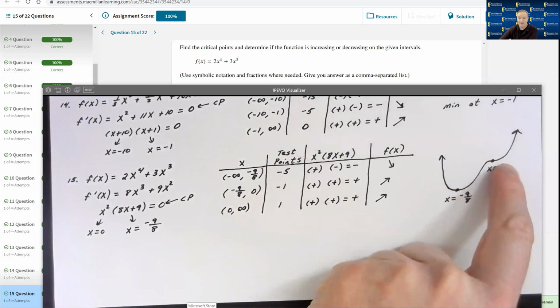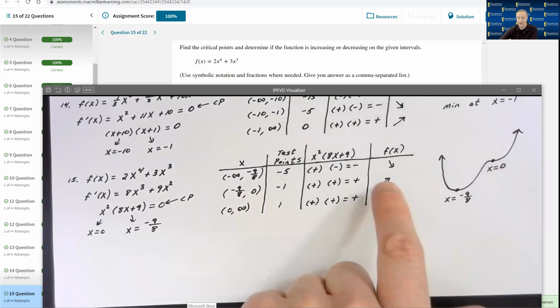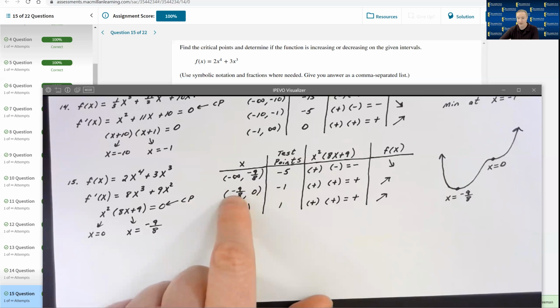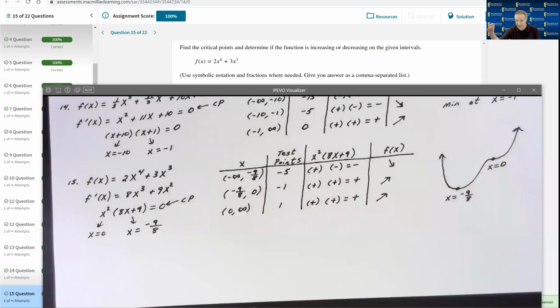Please do not say it's increasing at 0. If they ask you intervals of increasing, you would have to say it's increasing from -9 over 8 to 0, union 0 to infinity. It is not increasing at the instant when x is 0.